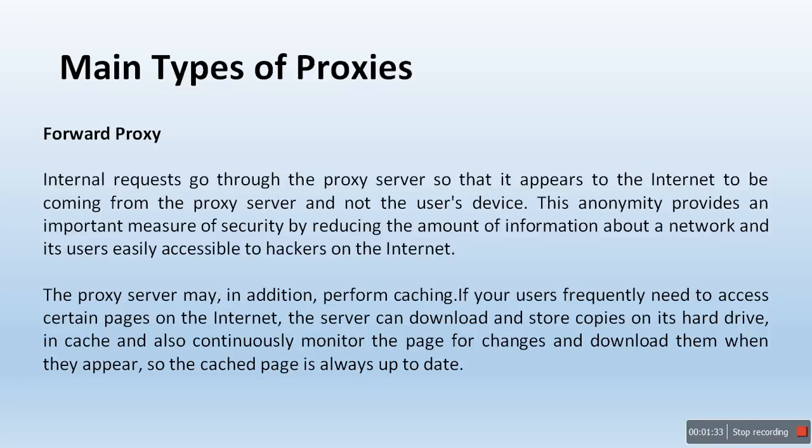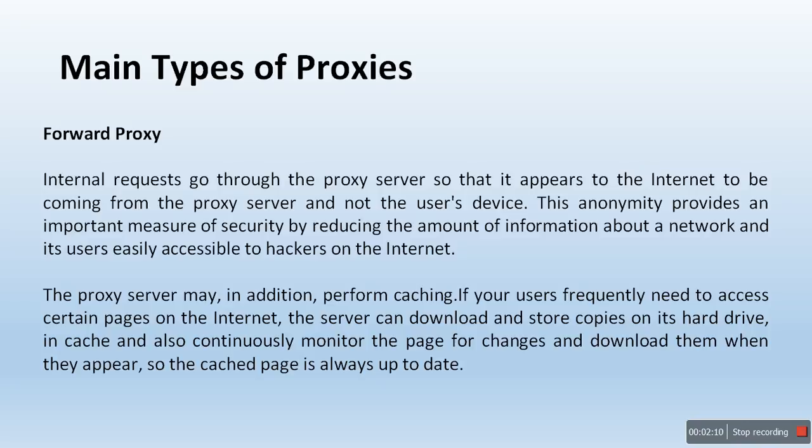The main types of proxies include forward and reverse proxy. In a forward proxy, internal requests for the web are handled by the proxy server and mask the user so the request looks like it originated from the proxy itself and not the user or device. This adds security to the network by providing anonymity. It reduces the nature and amount of information a potential hacker will get trying to compromise a targeted network.